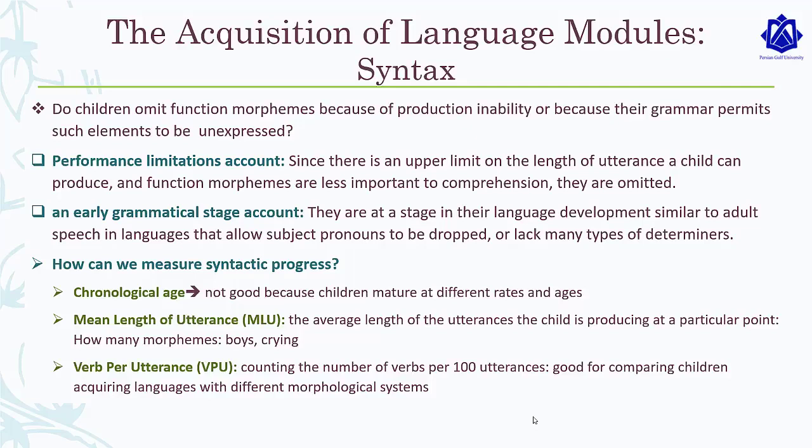But researchers have found that this is not a good basis in order to measure syntactic progress, and the reason is because children mature at different rates. They mature at different ages. Therefore, we cannot take chronological age as the basis.